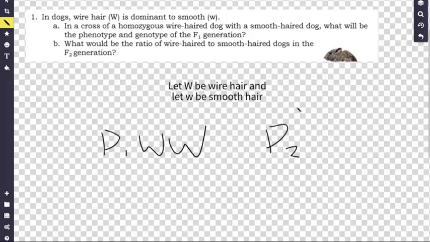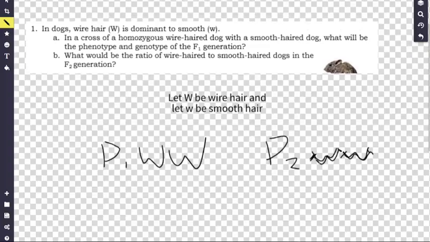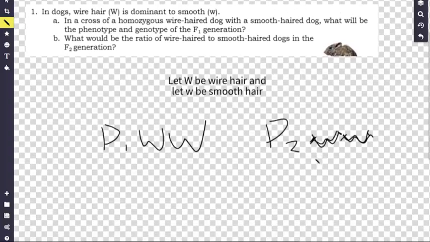And for our P2, they have small w's. I really don't recommend you choose letters that look very similar in capital and lowercase, because it's hard to distinguish and makes it harder for yourself, but the question did it. We're going to identify which one each parent is able to pass on and draw a circle around it. So we're doing the gametes. Parent one can only pass on a big W because that's what they have, and parent two can only pass on a small w.